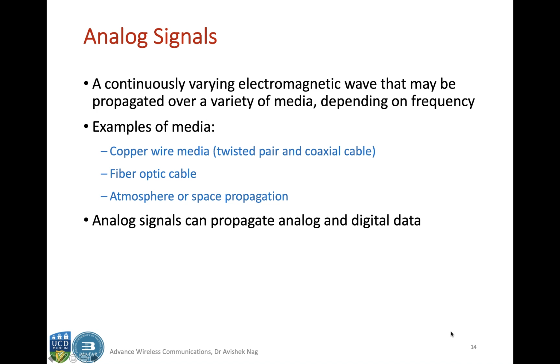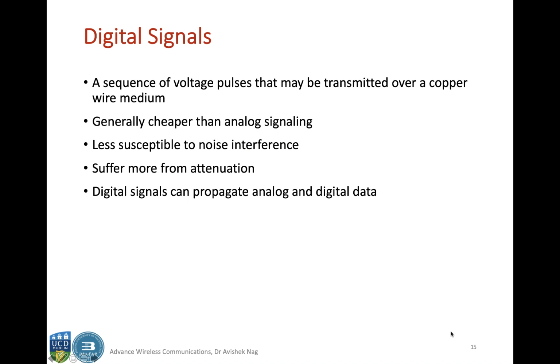So analog signals can propagate both analog and digital data. You have to be careful here to distinguish between an analog signal and analog data. Signals can be analog and digital, data can be analog and digital, and each of them can carry the other. So basically, an analog signal can propagate analog and digital data. Similarly, a digital signal can propagate analog and digital data as well. We will see.